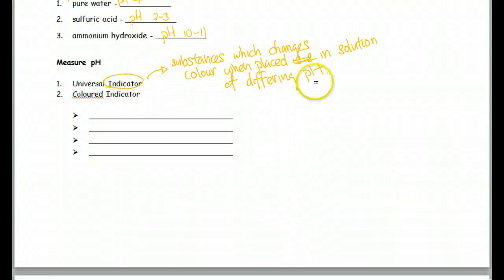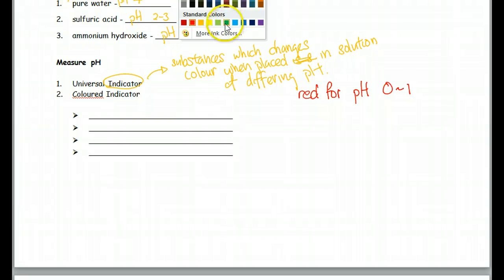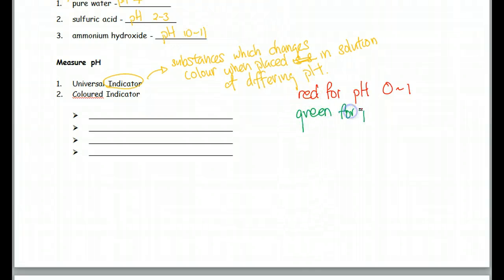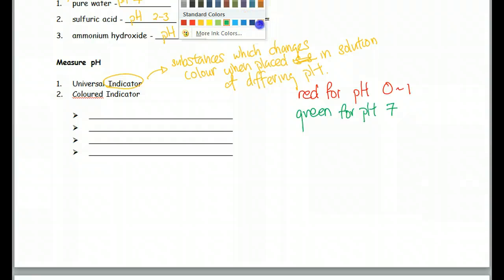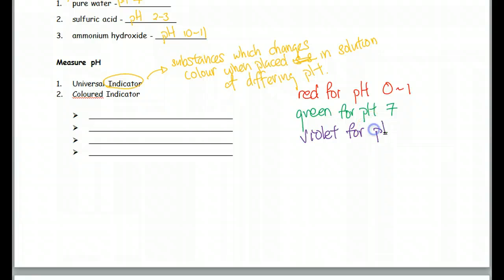So for universal indicator, it is red for pH 0 or 1. It is green for pH 7, and it is violet for pH 14. So these are the colors for your universal indicators.